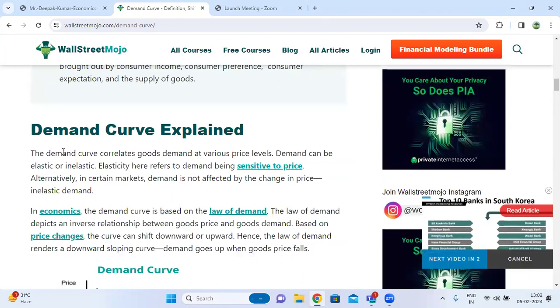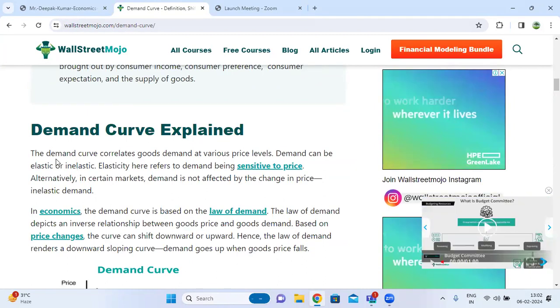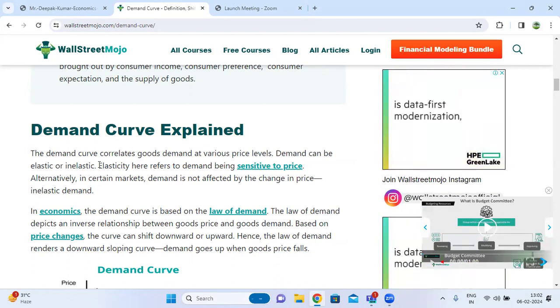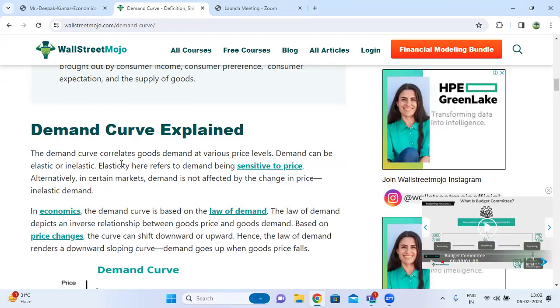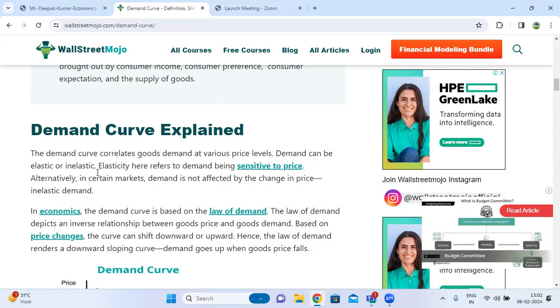Next, the demand curve. The demand curve correlates a good's demand at various prices, so the demand for goods can be indicated at different prices. Demand can be elastic or inelastic.